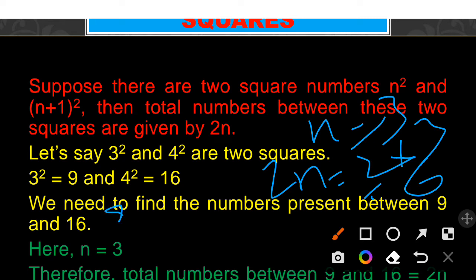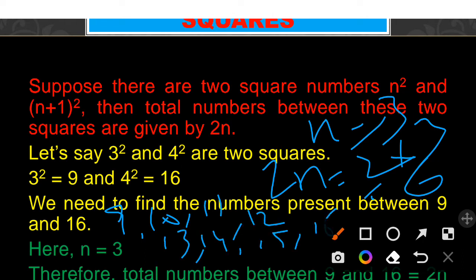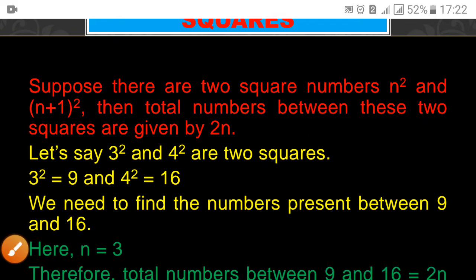So let's try. The numbers are 10, 11, 12, 13, 14, 15 and 16. Now count these numbers. We have 1, 2, 3, 4, 5 and 6. So the numbers in between 9 and 16 are actually 6 in number. So the formula is right.